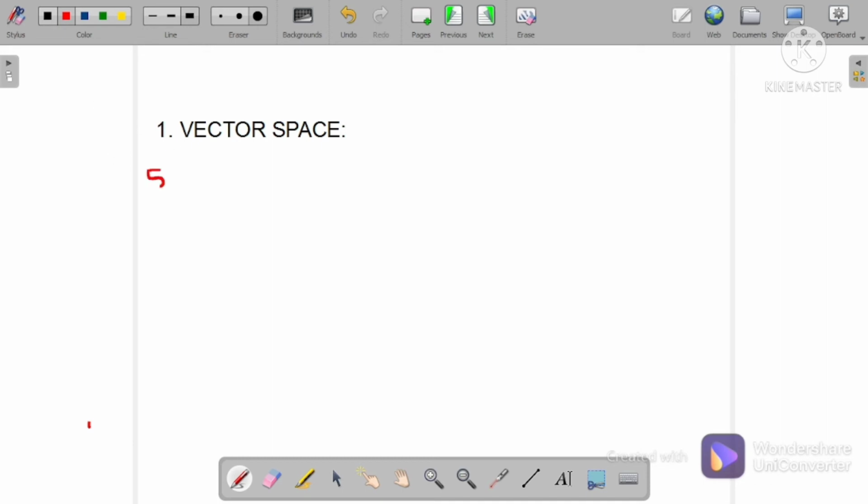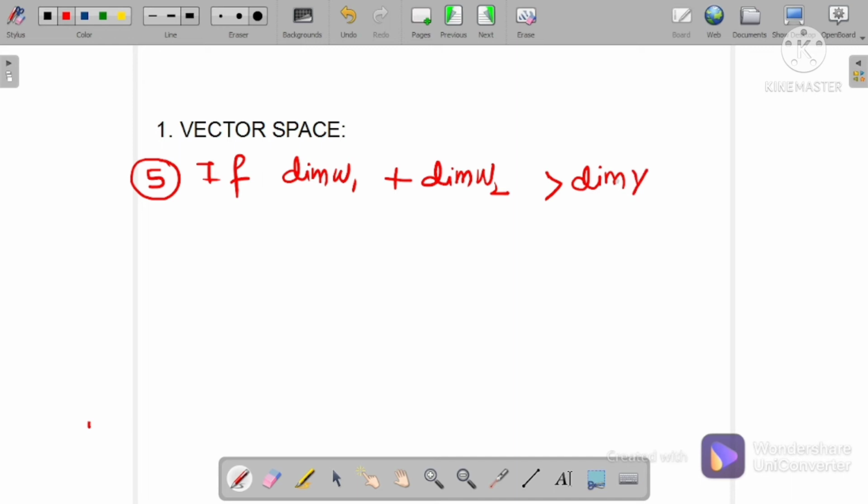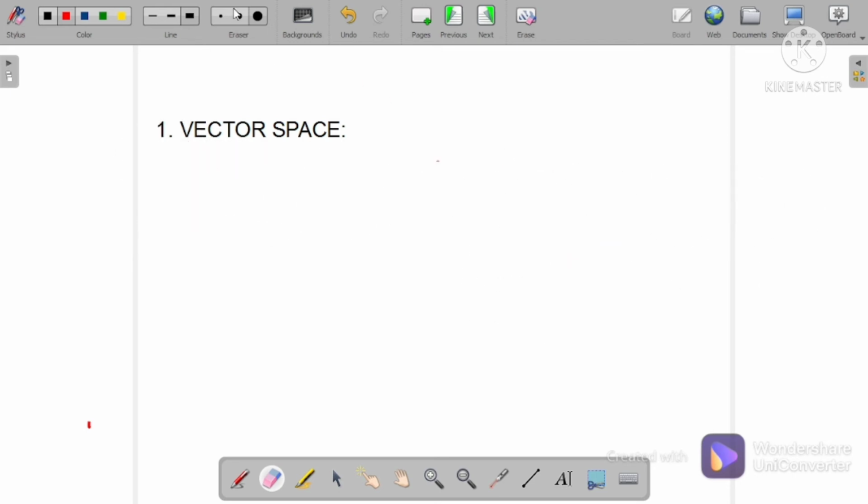The fifth result is: if the dimension of W1 plus the dimension of W2 is greater than the dimension of vector space V, then in that case W1 intersection W2 is a non-zero subspace. Now the quotient space.